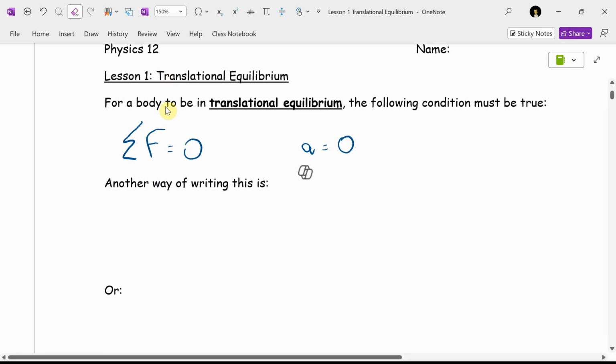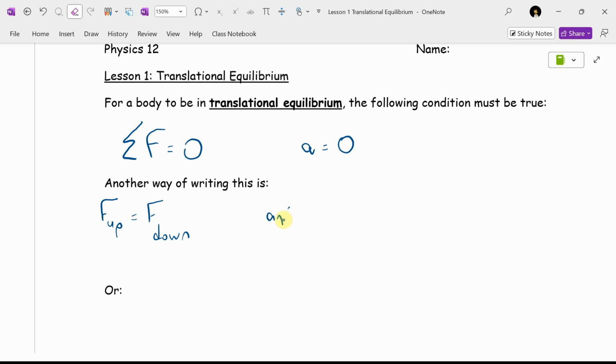So another way of writing this, if all the forces add to zero, that really means the forces up have to equal the forces down, and the forces left have to equal the forces right. That's the method that I would use if I was doing components. Now, we are going to be looking at situations today with angles. Did I say angles? Not components.